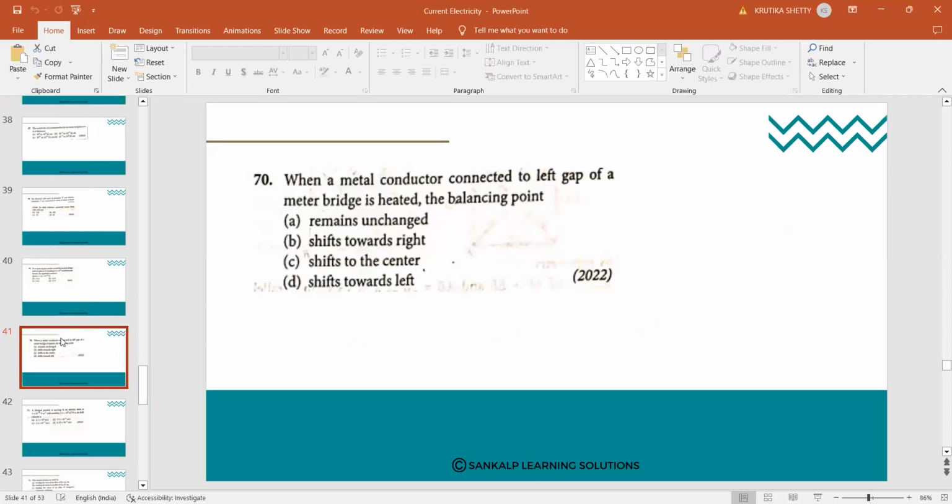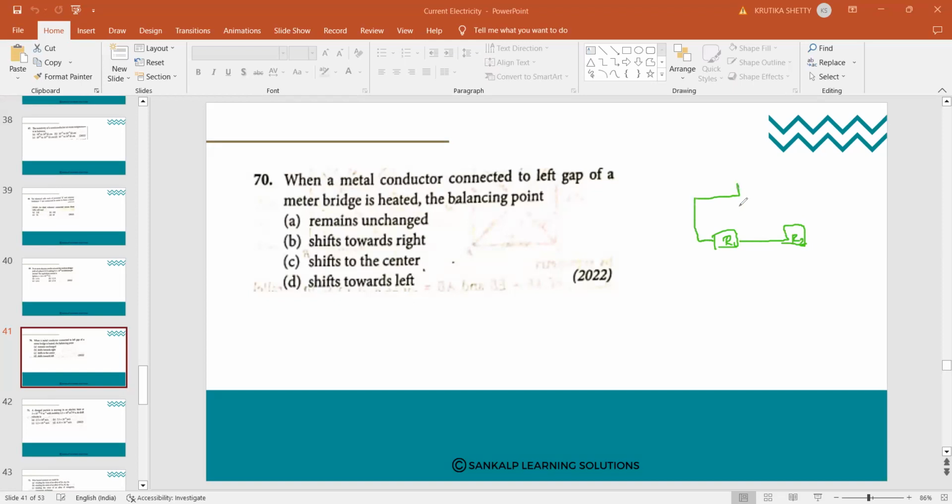So see, when a metal conductor connected to the left gap of a meter bridge is heated, the balancing point. So according to the question, again for our understanding, we will take one rough diagram. A metal conductor connected to the left gap of a meter bridge. I'll consider this as R1, and this as R2.